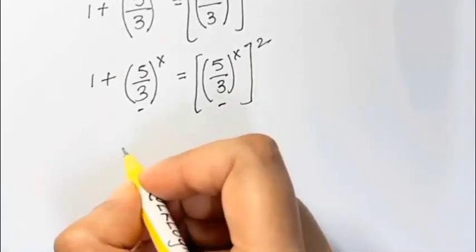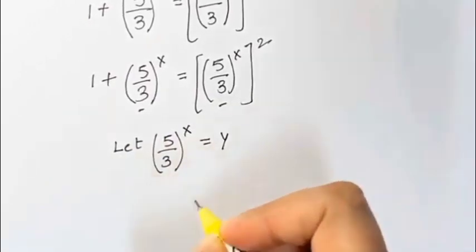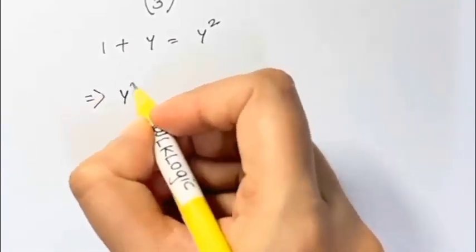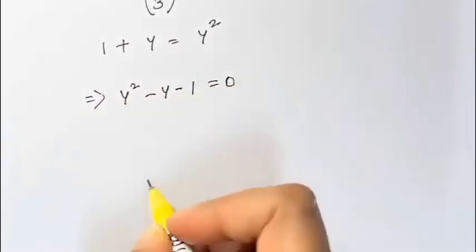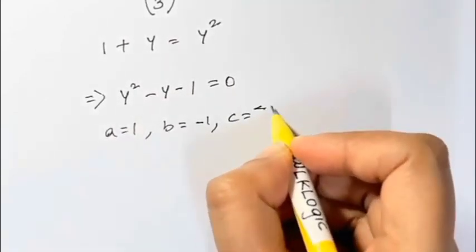Now let 5 over 3 whole to the power of x equal y. So let's substitute it back in the equation. 1 plus y equals y square. So bring all the terms to one side. y square minus y minus 1 equals 0. What is the value of a? a is 1, b is negative 1, c is negative 1.